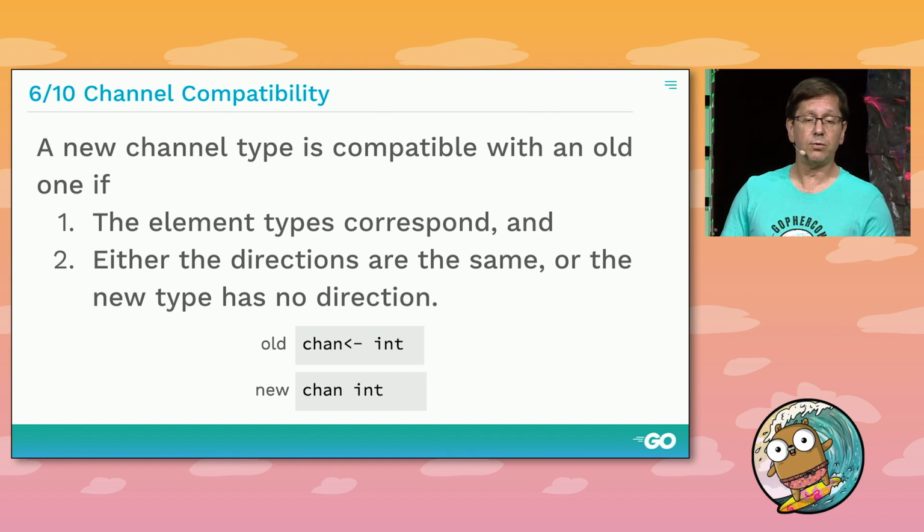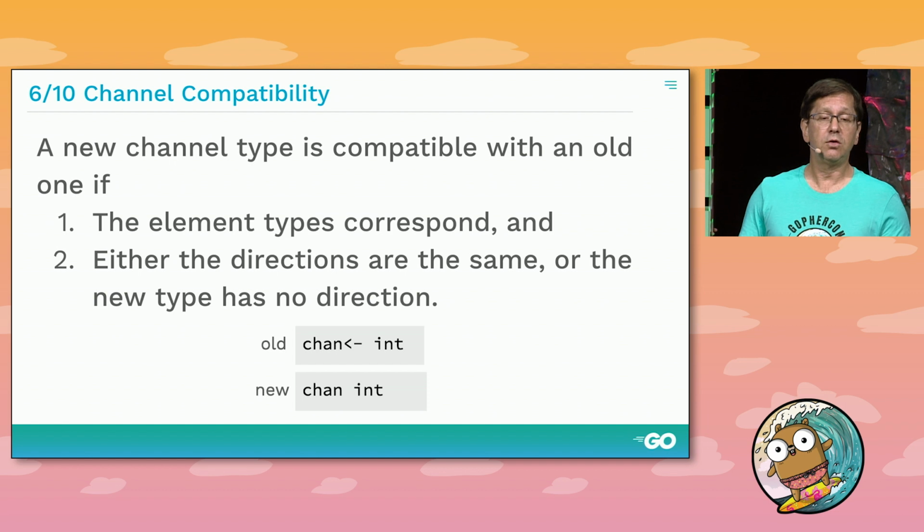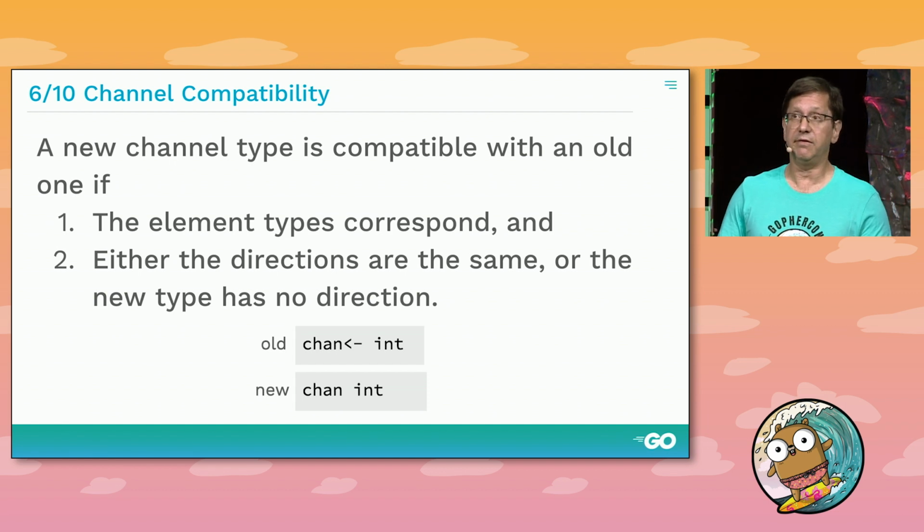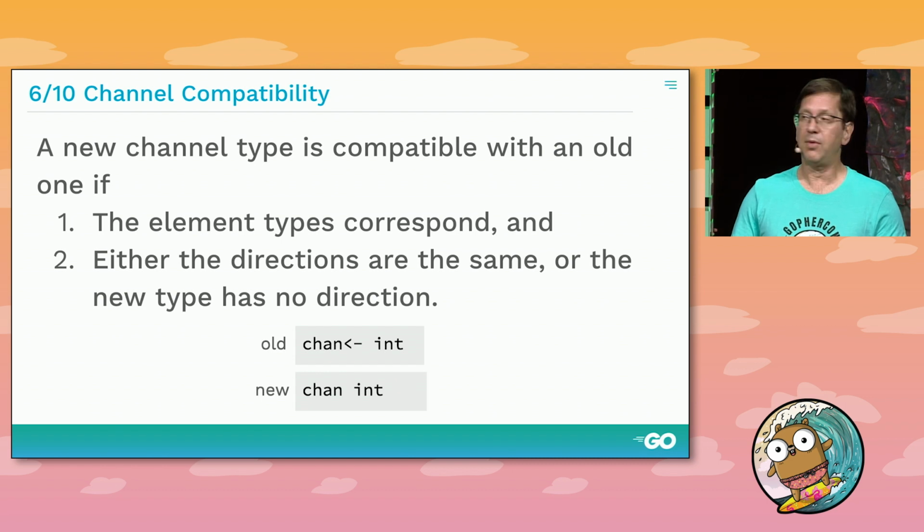For example, if you started with a channel that you can only send on, you can change that to a channel that can either send or receive. That's clearly safe because any code that tried to receive from the channel wouldn't have compiled in the first place. That's all I have to say about channels.